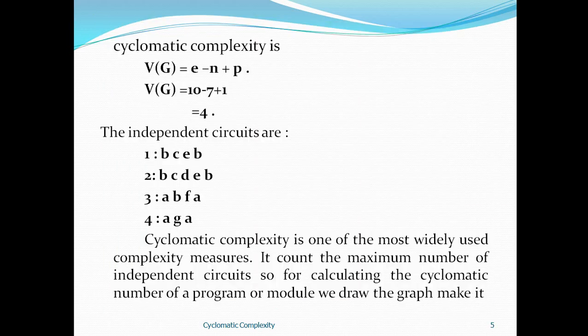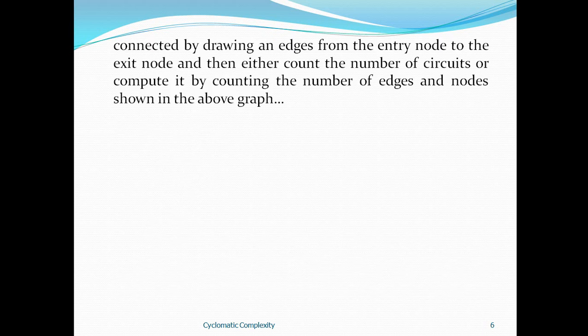Hence, cyclomatic complexity is one of the most widely used complexity measures. It counts the maximum number of independent circuits, calculating the cyclomatic number of a program or module. We draw the graph and make it connected by drawing an edge from the entry node to the end node. Then either count the number of circuits or compute it by counting the number of edges and nodes shown in the above graph.